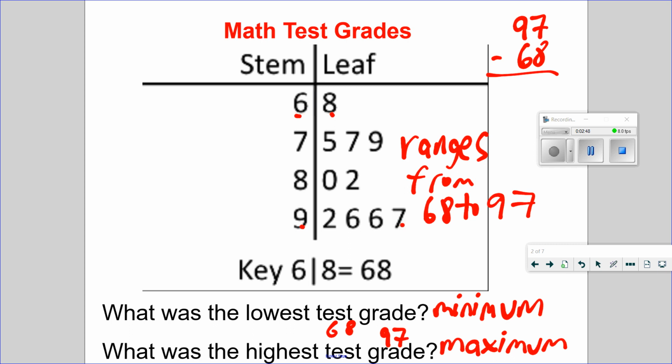If I subtract that, can I take 8 from 7? No, I have to regroup. This becomes an 8, this becomes a 17. 17 minus 8 is 9, 8 minus 6 is 2. There is a 29-point difference between 68 to 97. So it ranges from 68 to 97, or a 29-point difference.